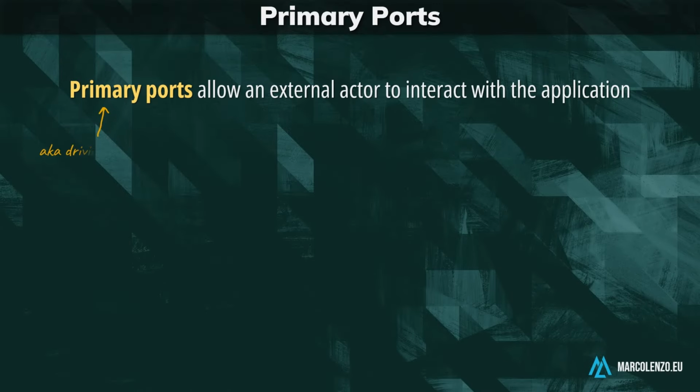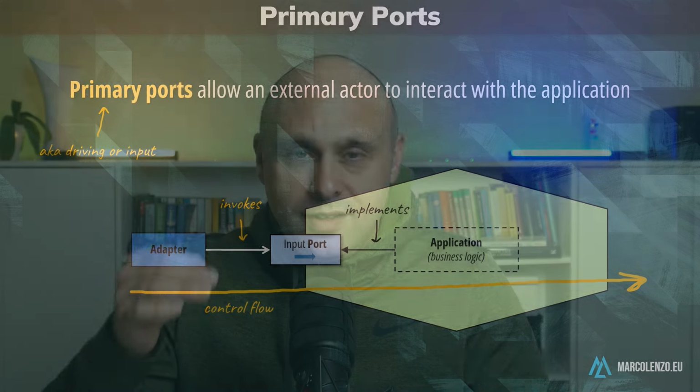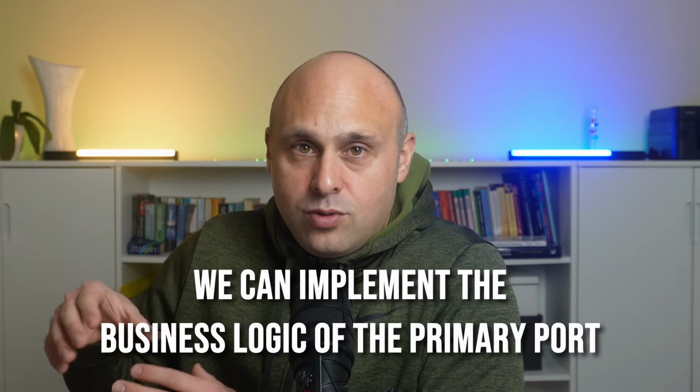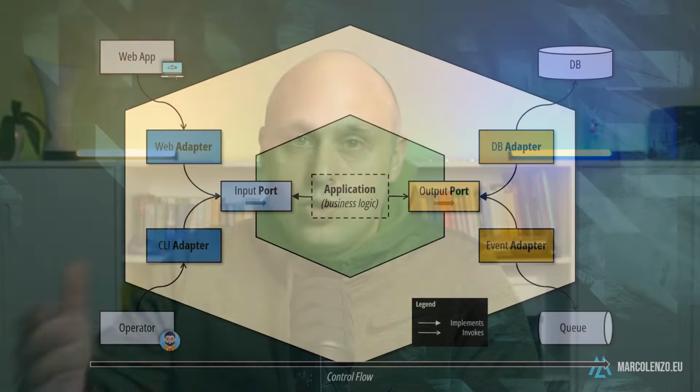Primary driving or input ports allow an external actor to interact with the application. In this setup, the primary adapter invokes the port interface. As a result, the port's implementation resides inside the application's core. The takeaway here is that we can implement the business logic of the primary port without knowing which actor is going to invoke it. We don't depend on the UI.